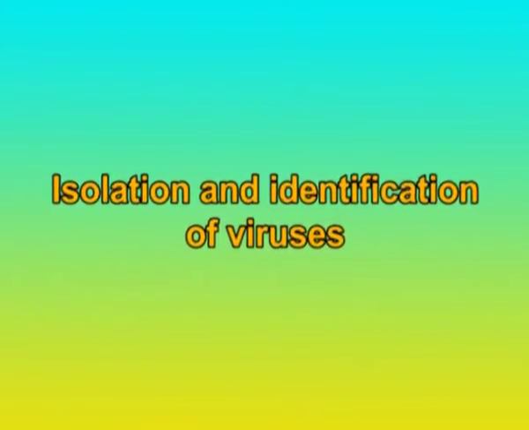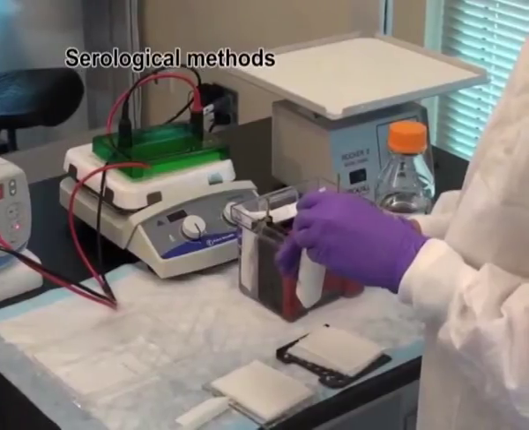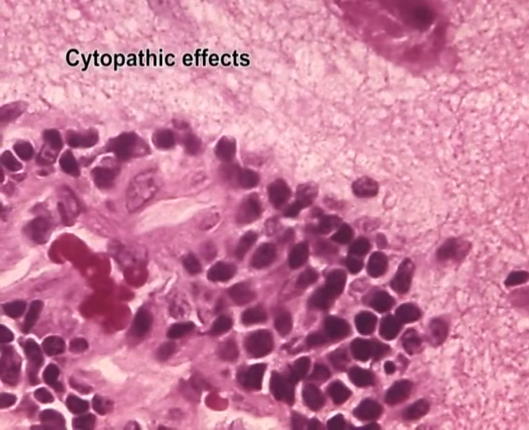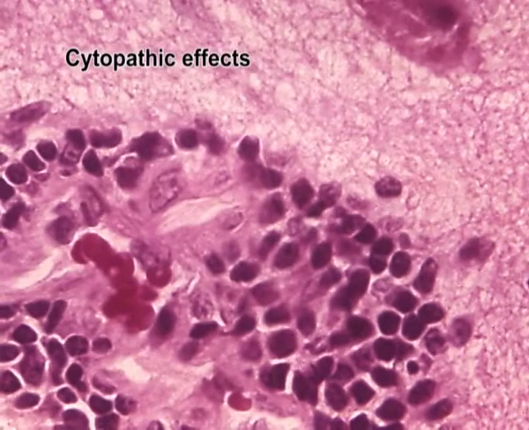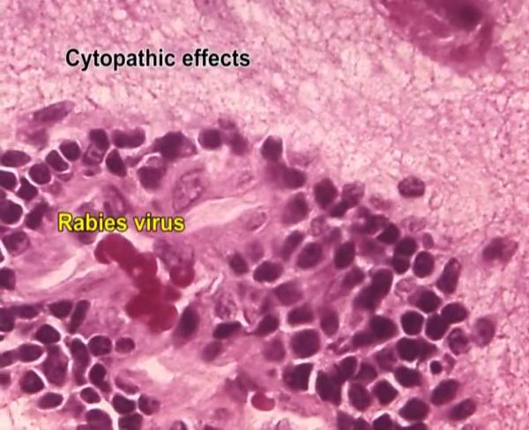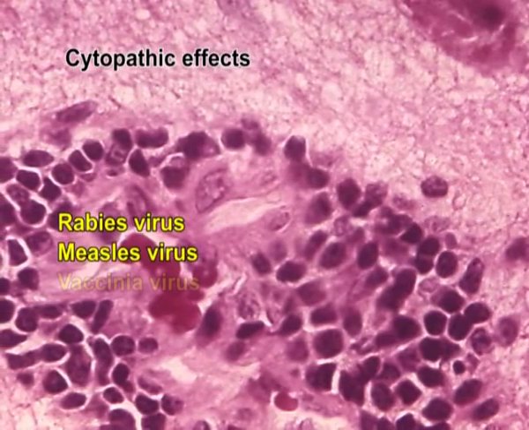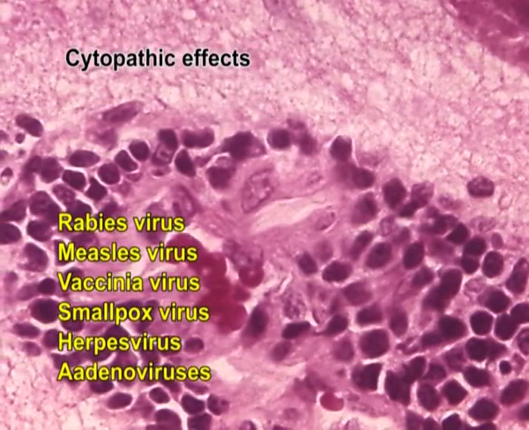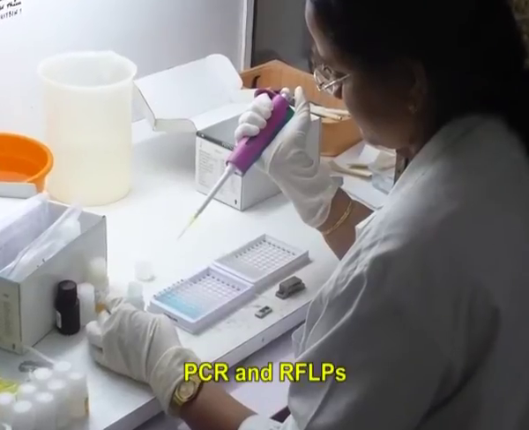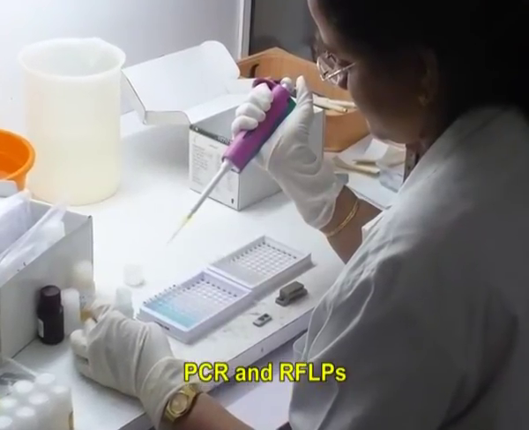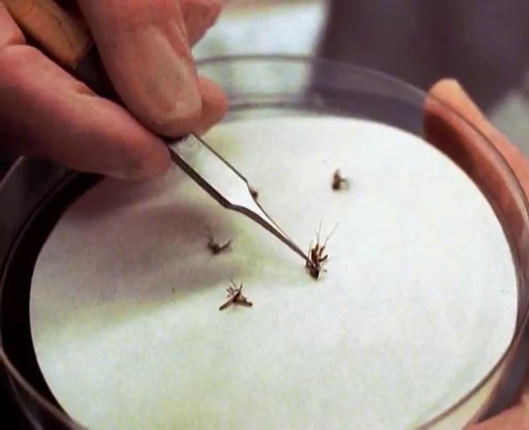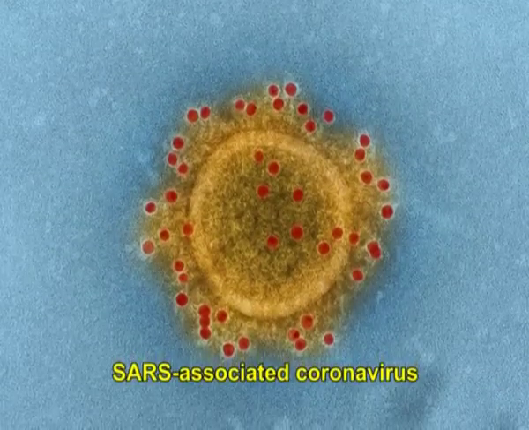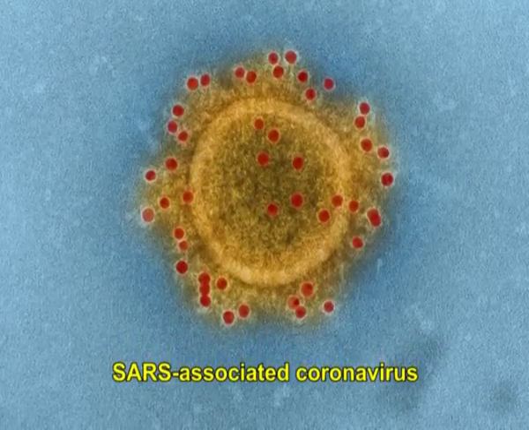Isolation and identification of viruses is done by methods like serological methods, in which Western blotting is the technique used. The second method is cytoplasmic effects, where diagnostic inclusion bodies are associated with rabies viruses, measles viruses, vaccinia viruses, smallpox viruses, herpes viruses and adenoviruses. Molecular methods include PCR, RFLP. PCR, the polymerase chain reaction, was used to identify the West Nile virus and the SARS-associated coronavirus.